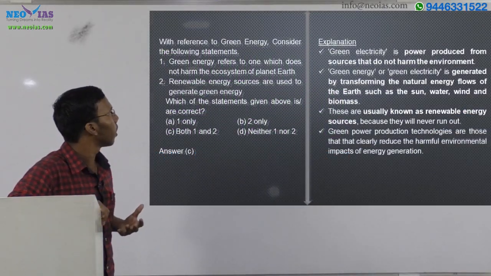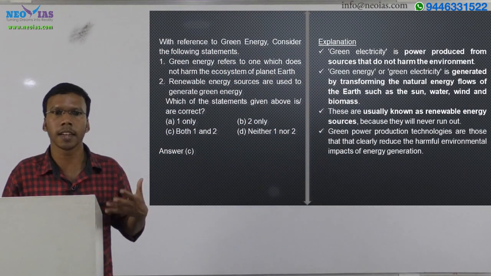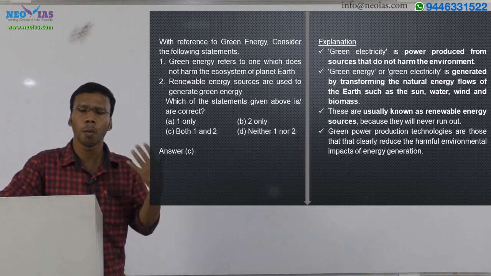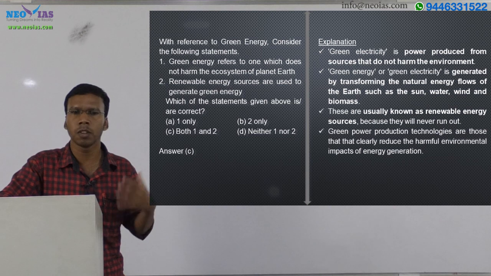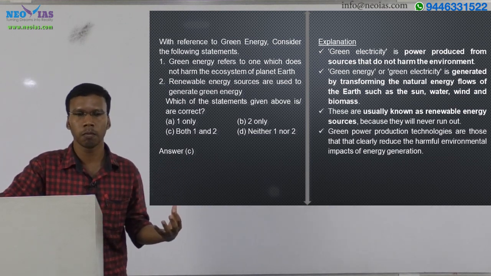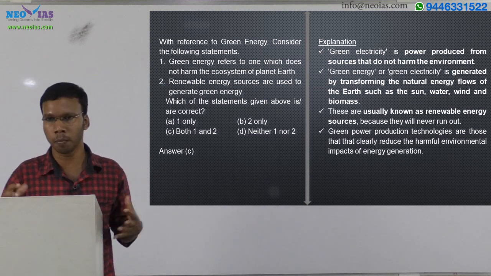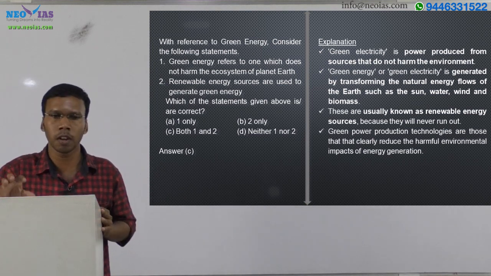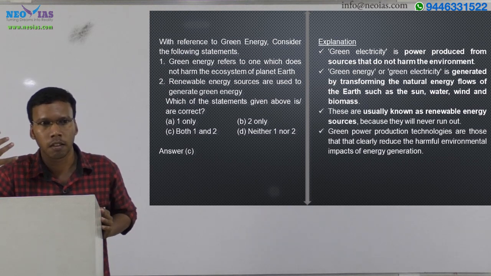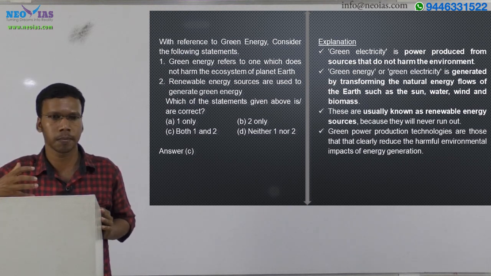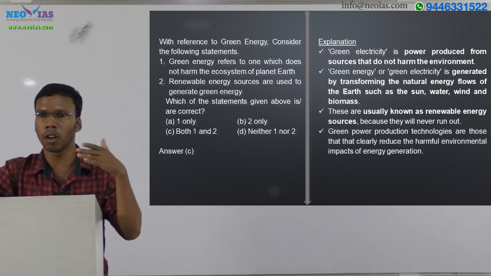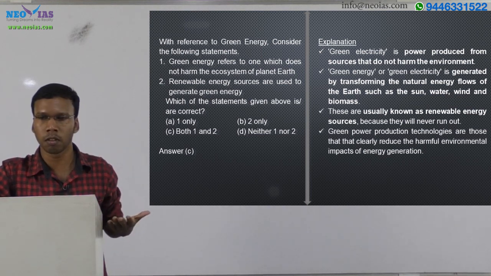The next is a question regarding green energy or green electricity. So green energy or green electricity means the form of energy which does not harm the environment. That means if we need to generate that energy, we won't be harming the environment. Without harming the environment, we are producing some kind of energy, and that energy is known as green energy or green electricity. So how are we generating electricity without harming nature?